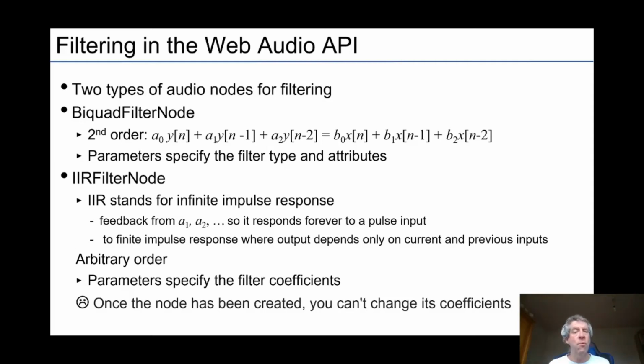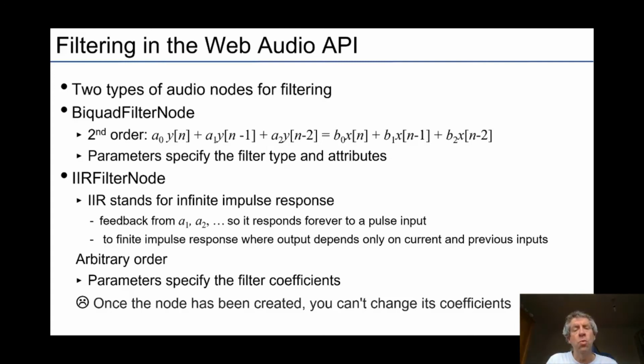They work in quite different ways, but they're still both doing digital linear time invariant filters. We have the Biquad filter node, where the filters are always what's known as second order. So in terms of these A and B coefficients, it always only goes up to 2: A0, A1, A2, B0, B1, B2. And the parameters, when using a Biquad filter node, they specify the type of filter, like is it all pass, is it a peaking filter, and attributes. What are the gain, center frequency, and bandwidth?